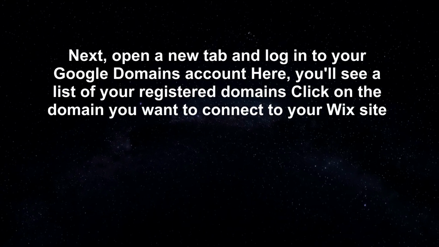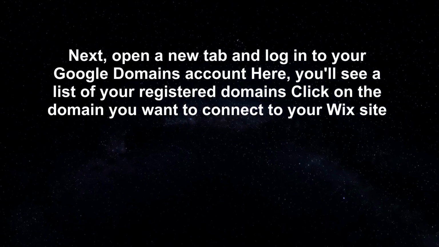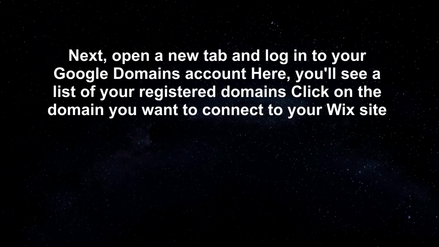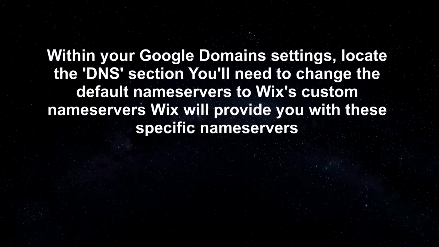Next, open a new tab and log into your Google Domains account here. You'll see a list of your registered domains. Click on the domain you want to connect to your Wix site. Within your Google domain settings, locate the DNS section.